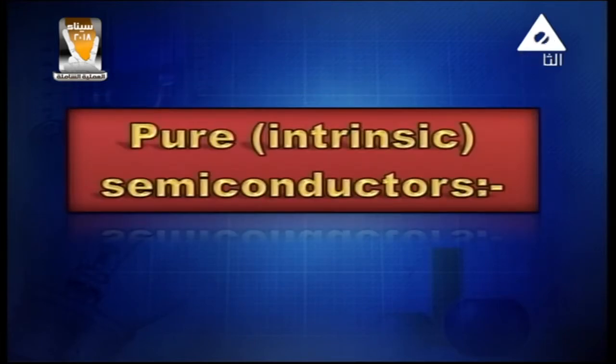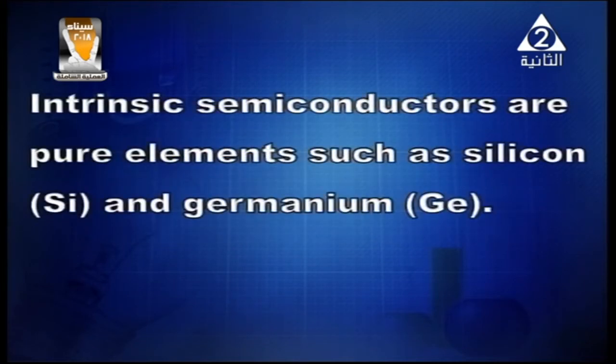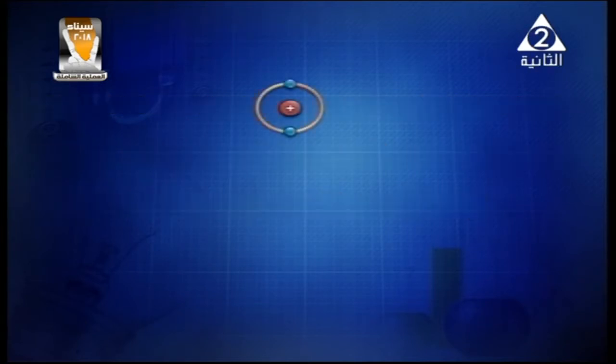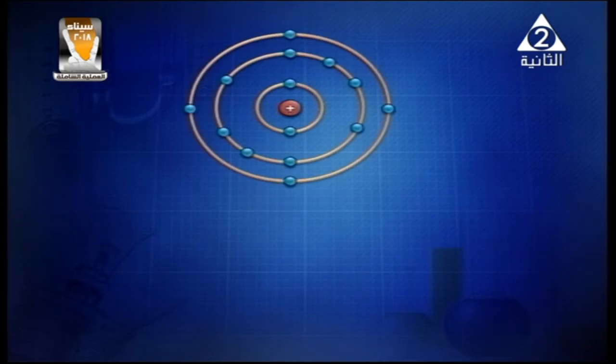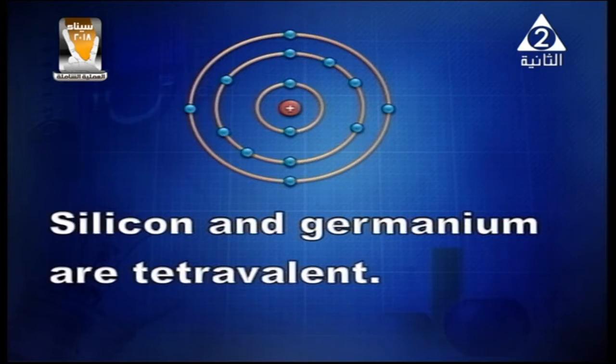And now talking about pure or intrinsic semiconductors. Intrinsic semiconductors are pure elements such as silicon and germanium. And let me tell you something, we prefer silicon, and you will be able to know why. They are tetravalent. What does it mean? They've got 4 electrons in the outermost energy level. Silicon and germanium are tetravalent.